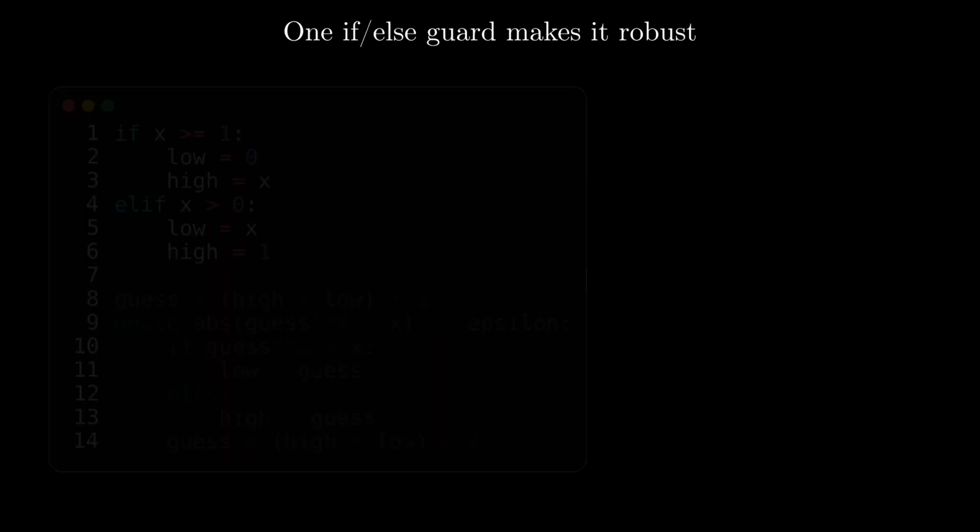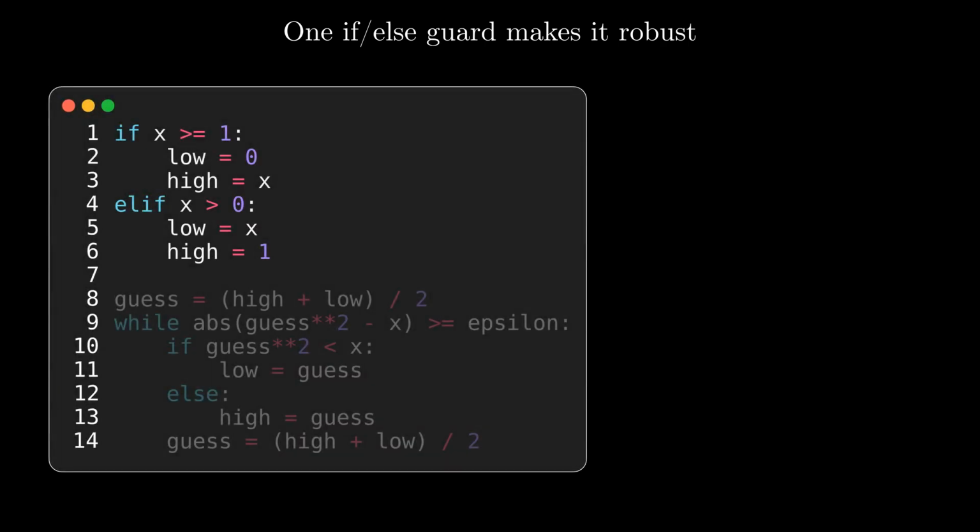To handle any input the user throws at us, we guard the endpoints with one if-else at the top. If x is greater than or equal to 1, the square root sits between 0 and x, so low is 0 and high is x. Otherwise, if x is greater than 0 but less than 1, the square root sits between x and 1, so low is x and high is 1.